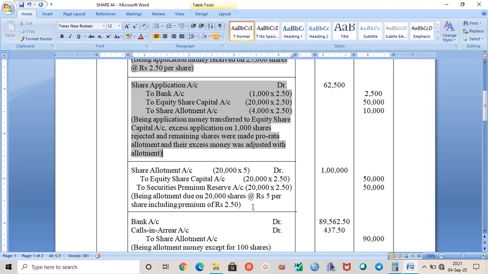When you make the third entry for this allotment, the allotment money is actually rupees 5 per share.